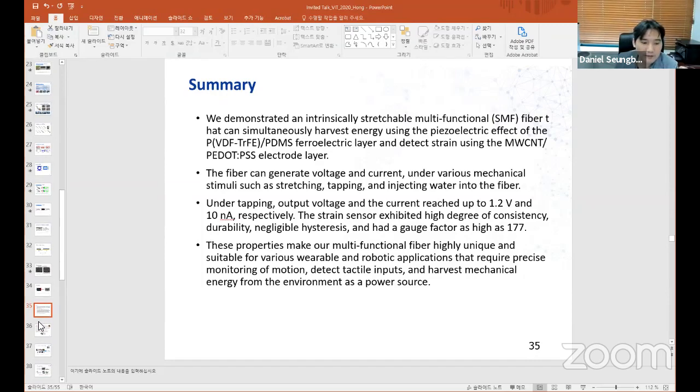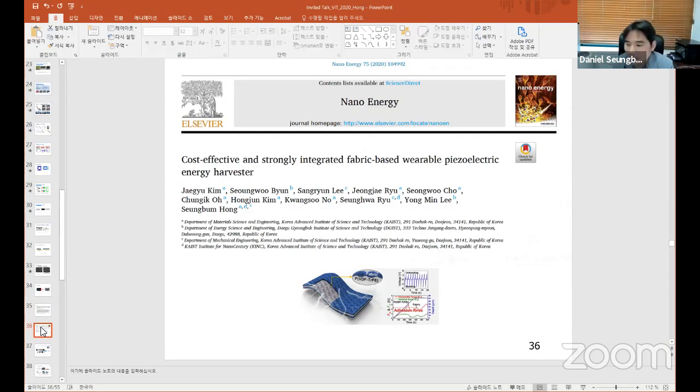Okay? So last but not least, let me introduce our third part, which is the fabric-based wearable piezoelectric energy harvester, which was published this month, I think. You can visit the Nano Energy website to see what we have done.